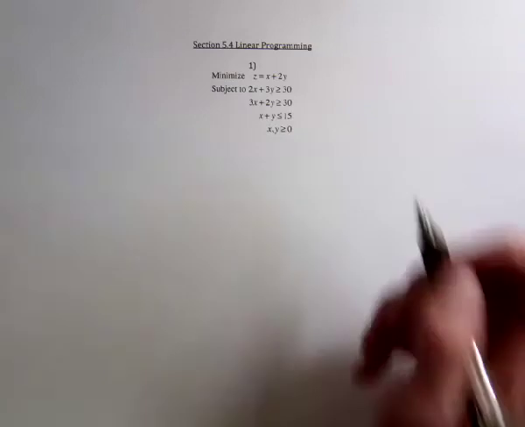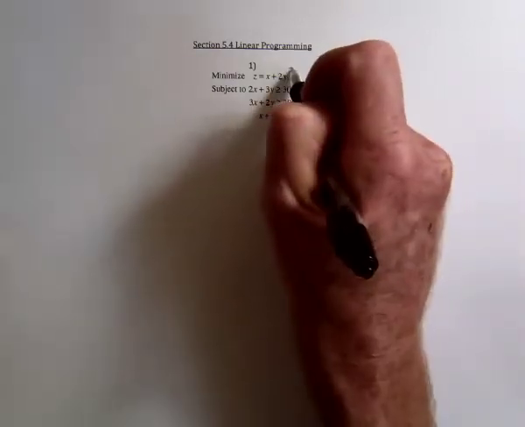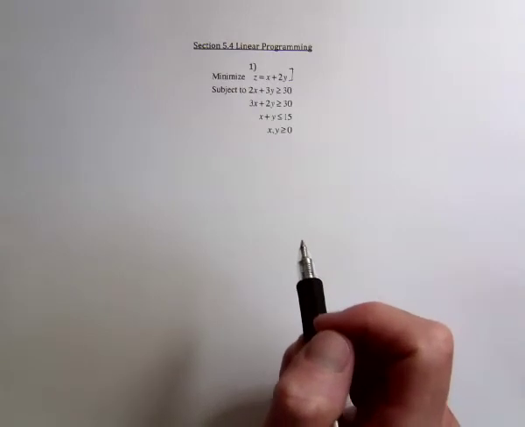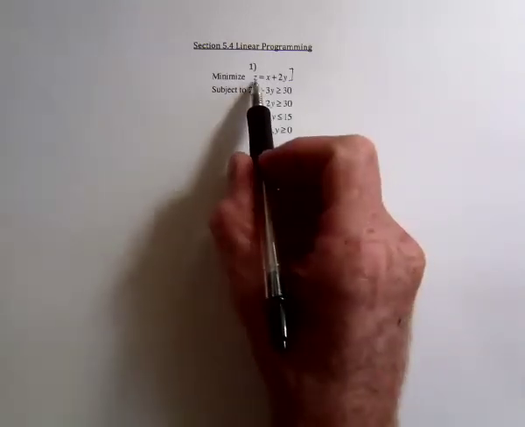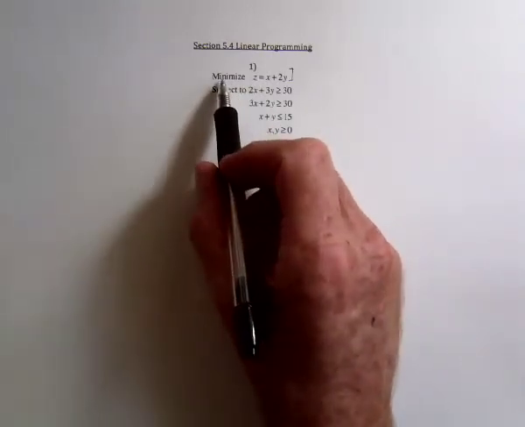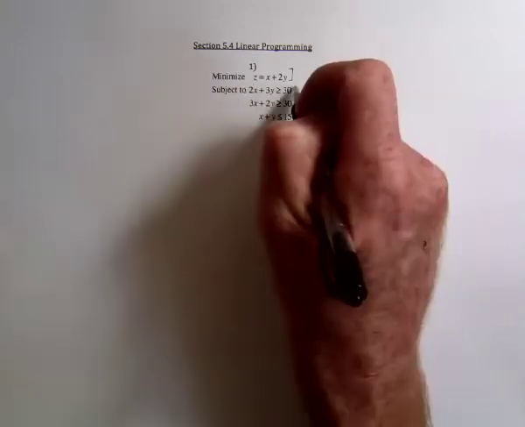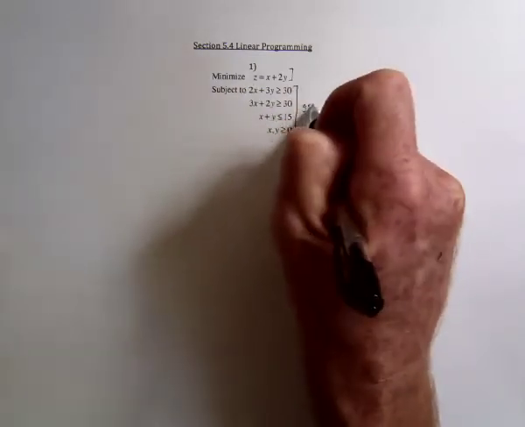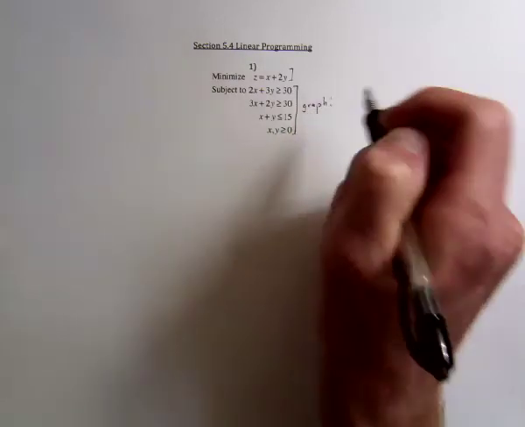The idea of a linear programming problem is that we've got some function of x and y, like this z function, and we want to find either the biggest, or in this case the smallest, that z can be over this region right here. So the first thing to do is graph this region.